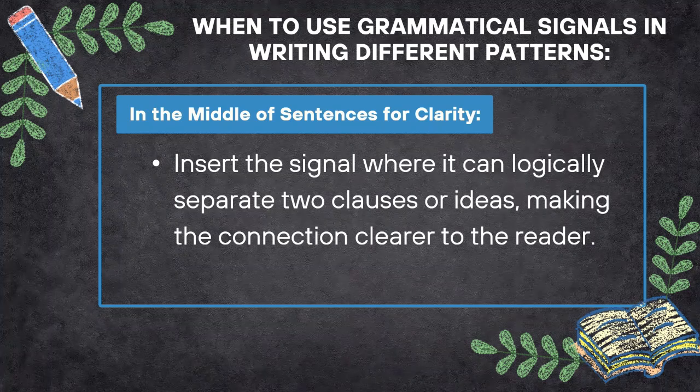The next is in the middle of sentences for clarity. So we insert the signal where it can logically separate two clauses or ideas, making the connection clearer to the reader. Always take note that the purpose of grammatical signals is to make the ideas logical and clear, easier to understand, organized. So we have to know when to insert those signals to logically separate two ideas. Okay, that's it for when to use grammatical signals.